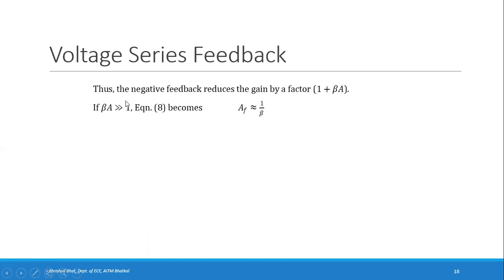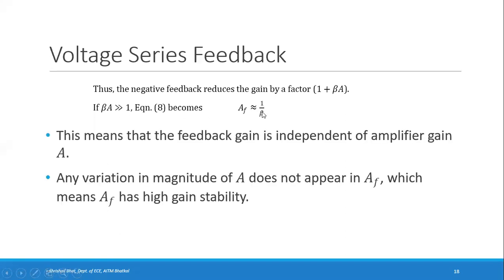That means the gain with feedback will be approximately equal to 1 by beta, where beta is the feedback factor, and it does not depend on the gain without feedback A. So A is not a term in the expression for AF. This we consider only when beta A is very much greater than 1. So that means the feedback gain is independent of the amplifier gain A. That means any variation in the magnitude of A will not appear in AF, which means AF has high gain stability. So why we try to show that AF does not depend on A is to show that our gain is stable.